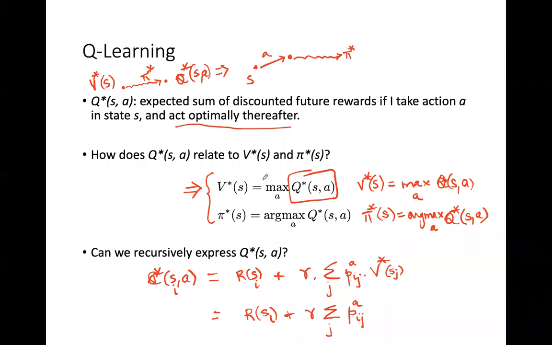So V star of S_j is the maximum over all the actions. The one thing we have to be careful about is there's already an A in this expression. So I want to be careful and maybe change this variable so I don't accidentally capture it. So maybe we'll call it A prime instead.